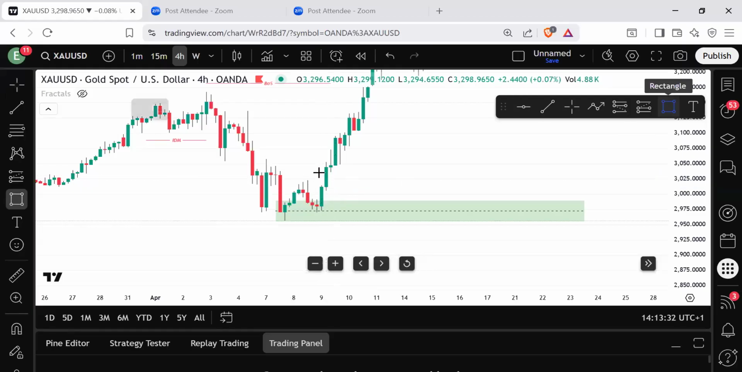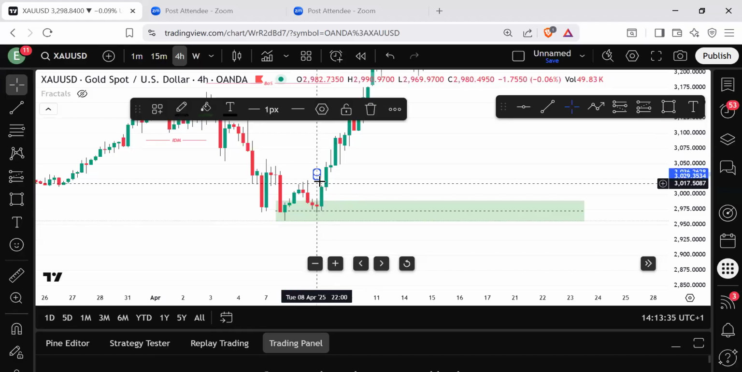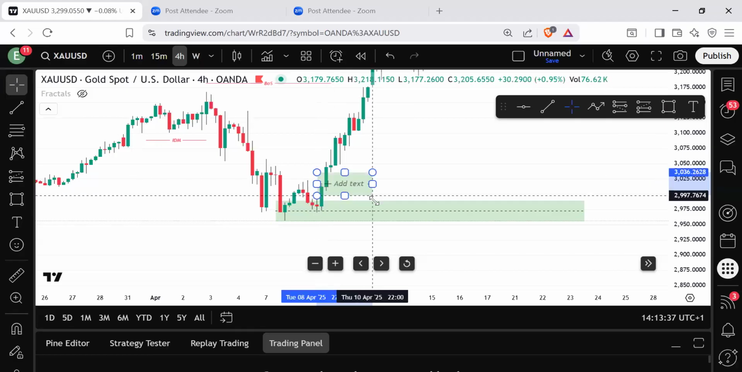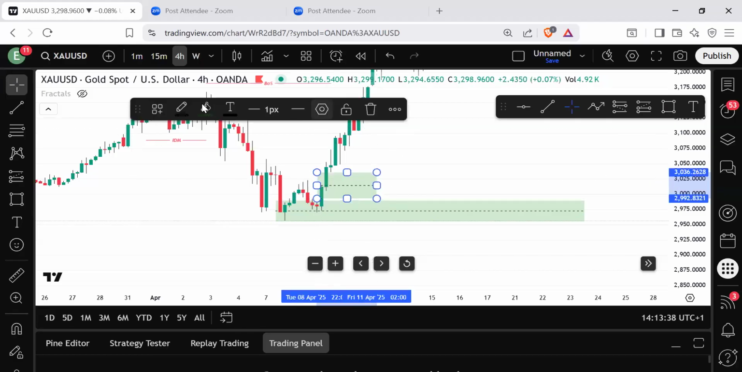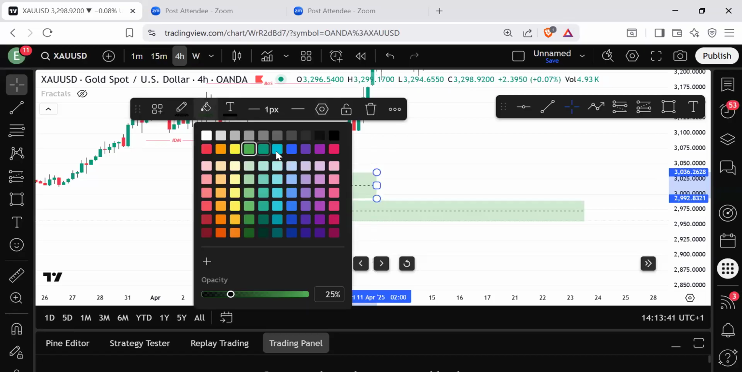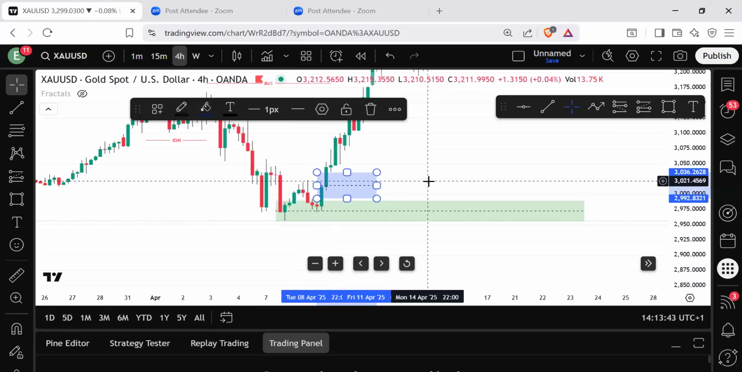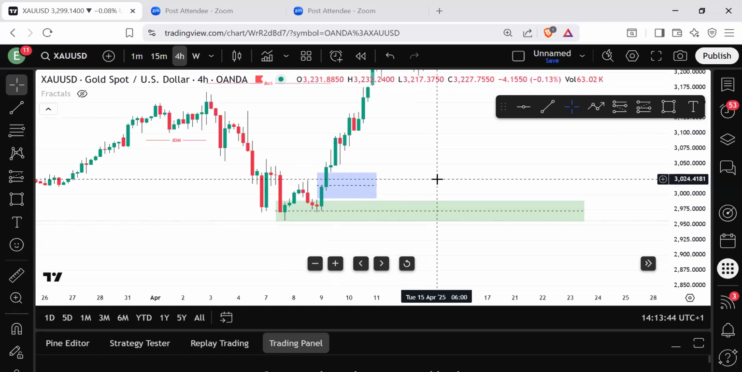So there is a gap. This fair value gap, correct. Is it how many numbers required? Is it like that, or even one fair value gap will work?